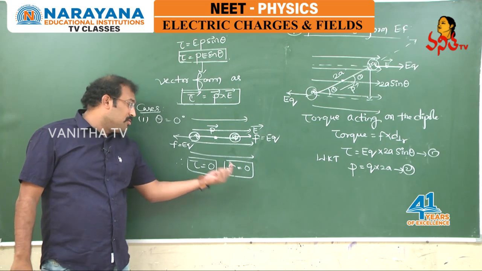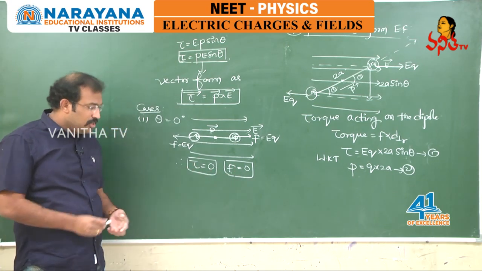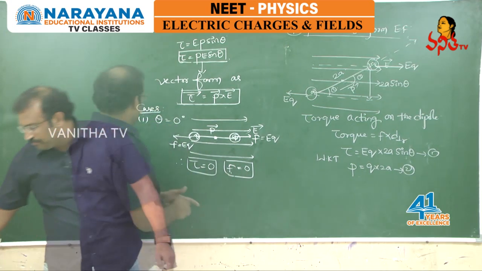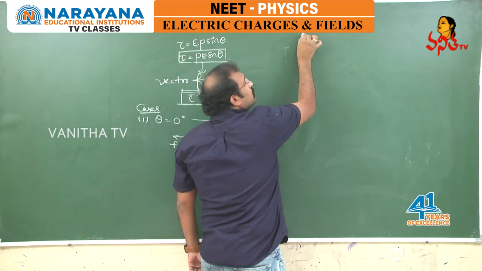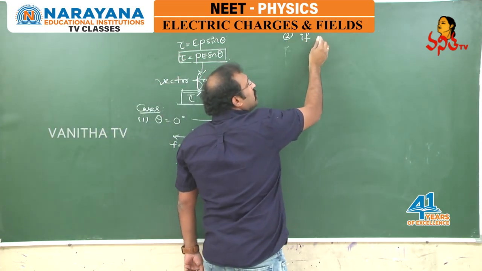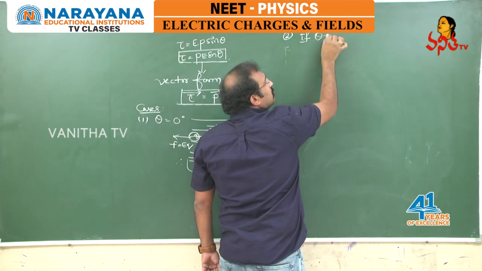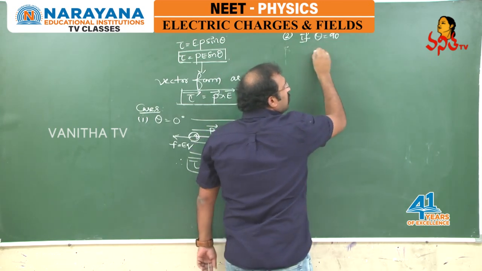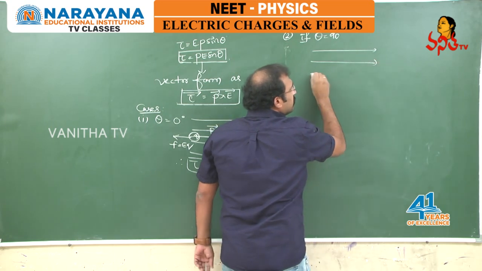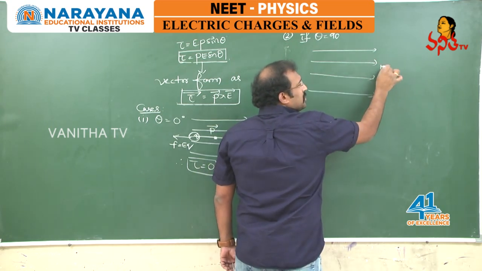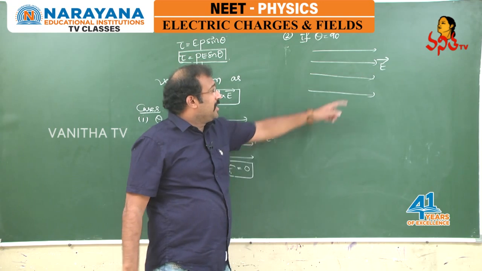So anyways, F is 0, tau is also 0. We will see the second case. Let us see if theta is equal to 90 degrees. This is the direction of the field, E bar.